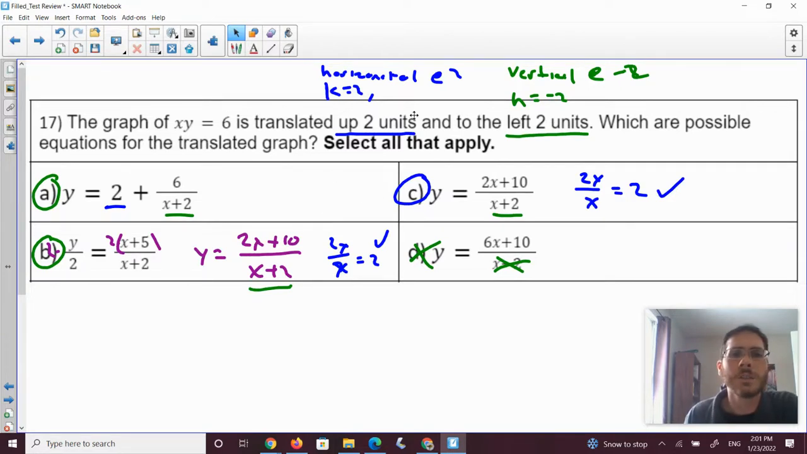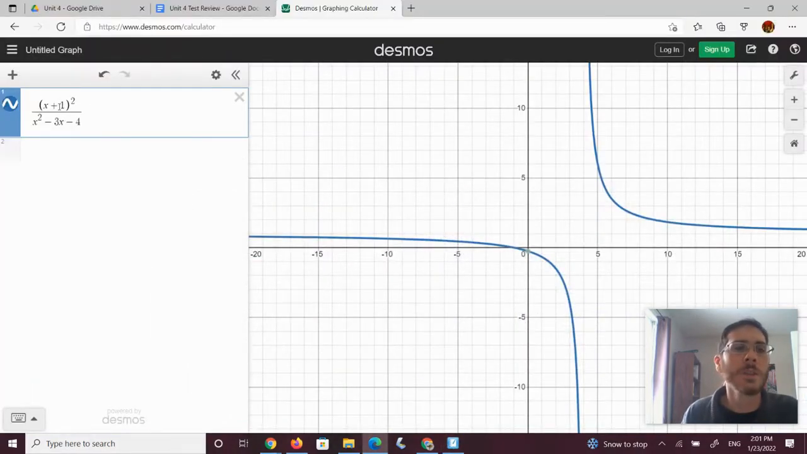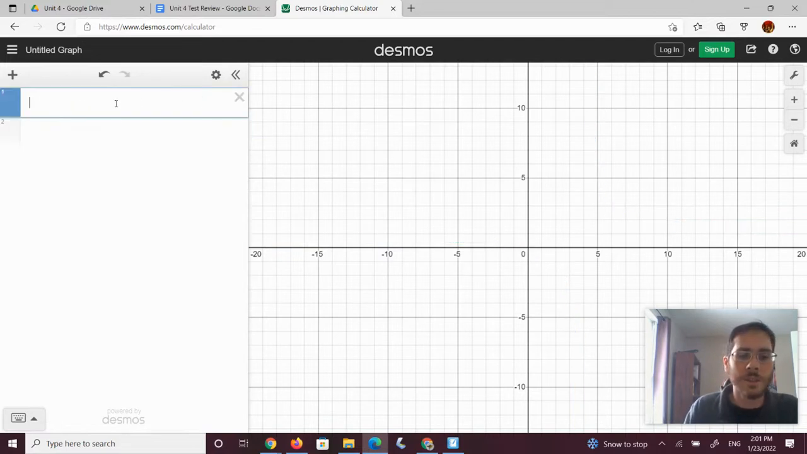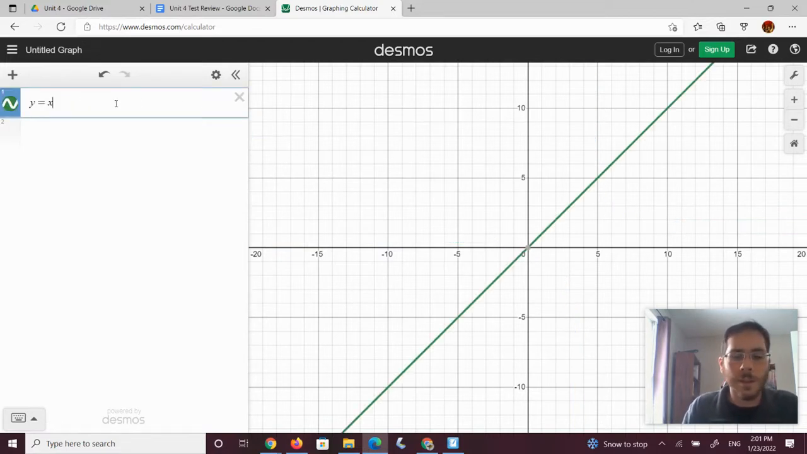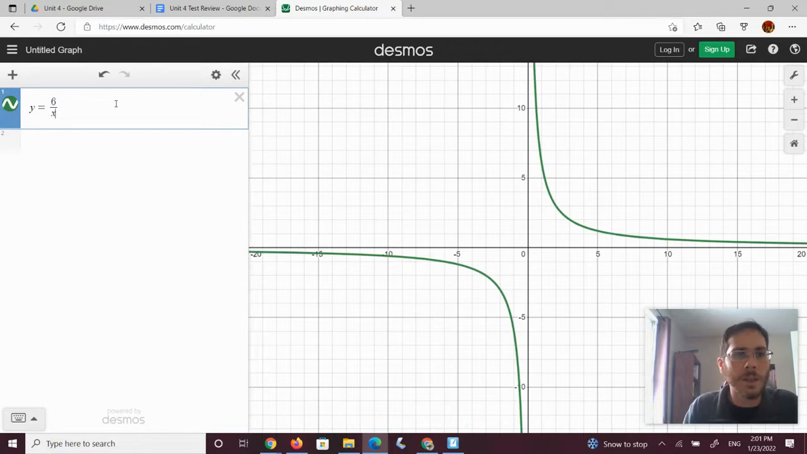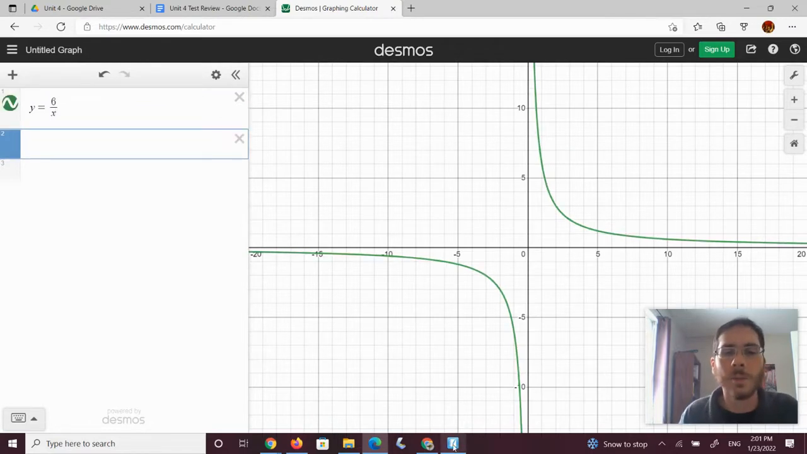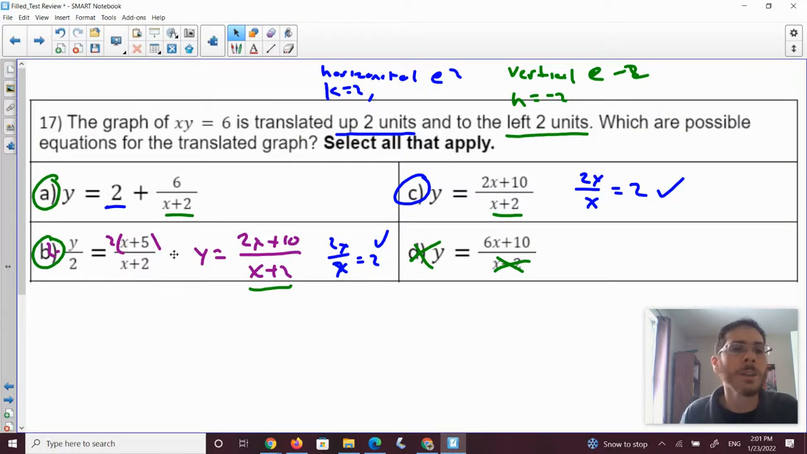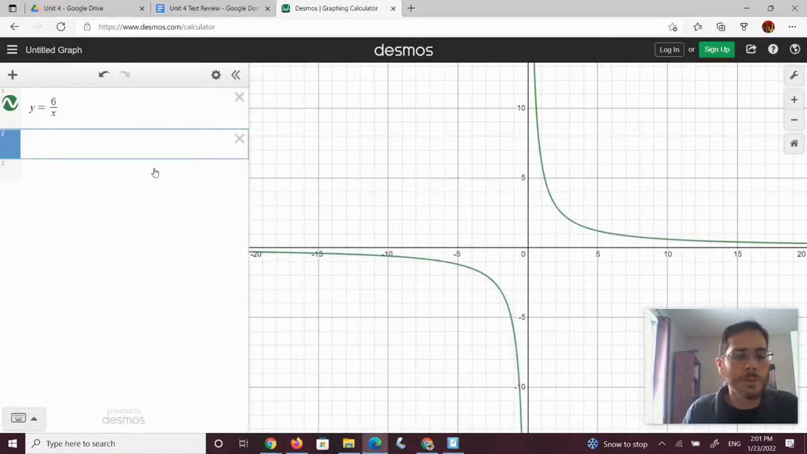Asymptotes are fine. Same deal here. If we want to check which are possible equations for the translated graph, if we want to check one of them, like let's check out A, we can put in xy equals 6. We should probably put in y equals 6 divided by x. It'll be a little bit nicer. And then you can put that into the TIs as well. 6 divided by x. So we get a y equals equation real quick, just like we did with this one down here. 2 plus 6 over x plus 2.